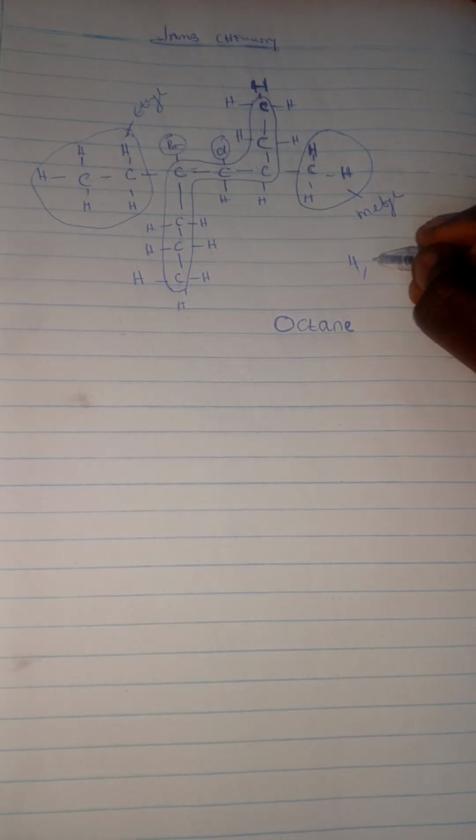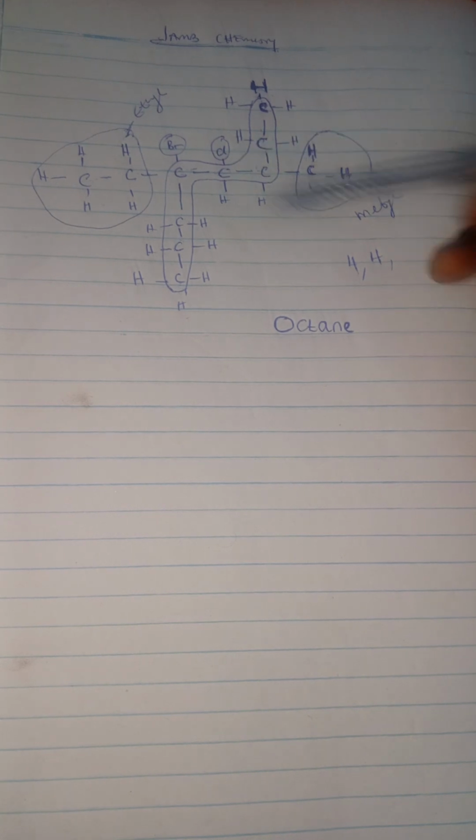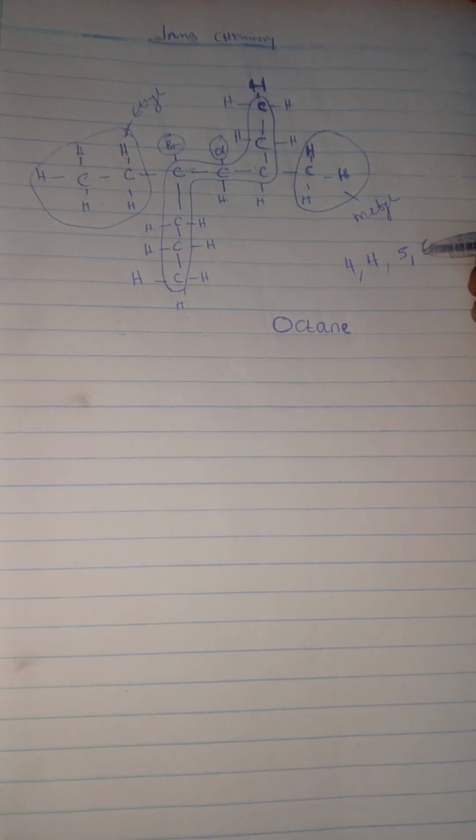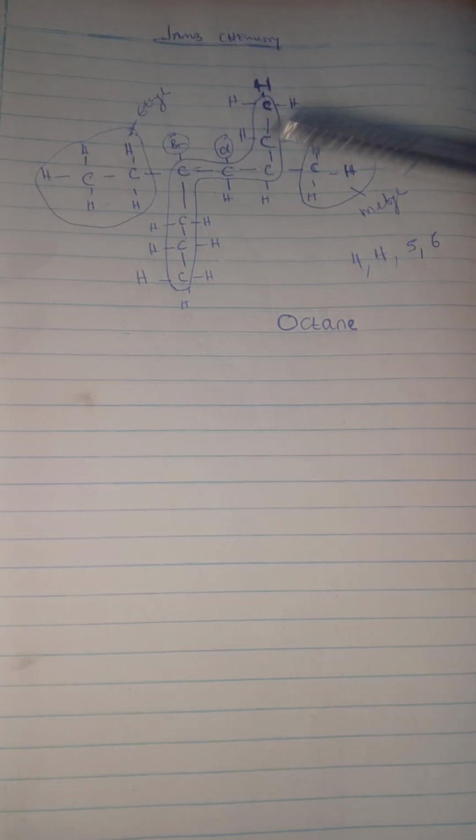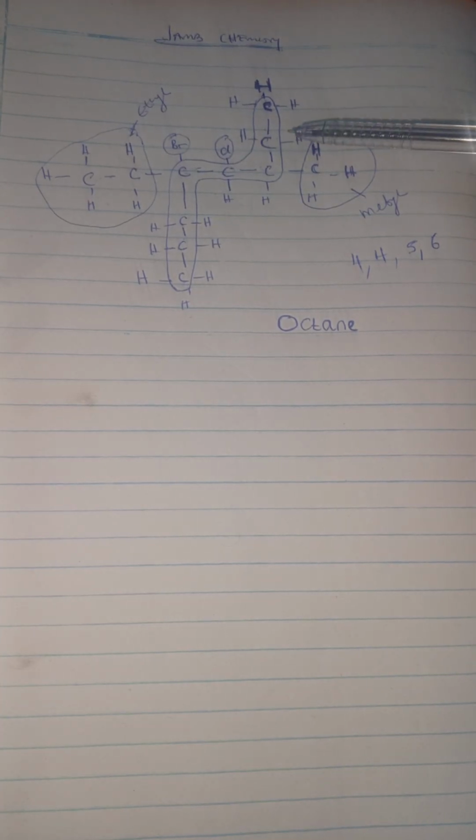Right? Second substituent will be on what? Also carbon 4. Right? Third substituent will be on carbon 5. And the last substituent will be on carbon 6. That's naming from what? From bottom to top. Now from top to bottom, let's see the numbers our substituents will be on.